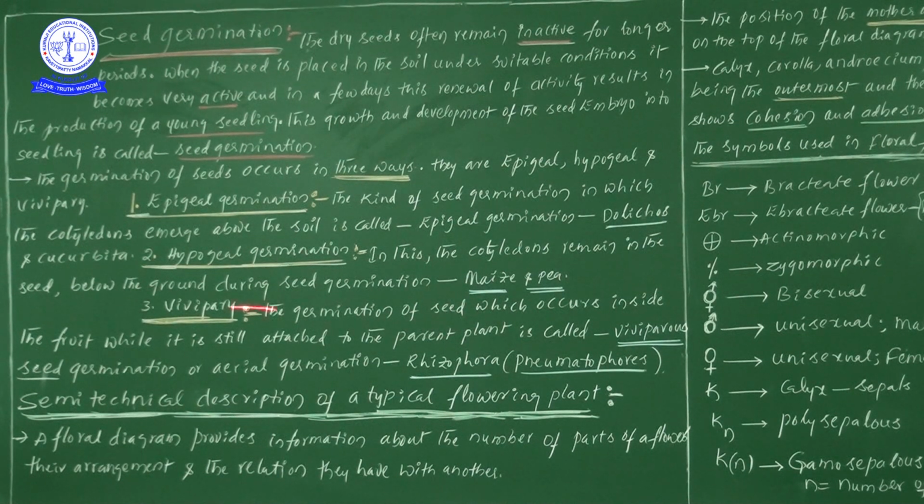If a fruit is there, within the fruit we will definitely find the seeds. Now the germination process of these seeds takes place inside the fruit.